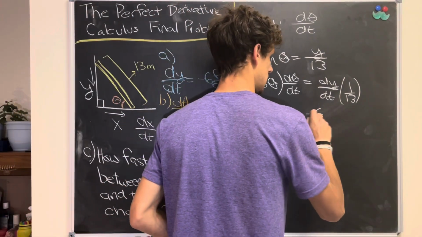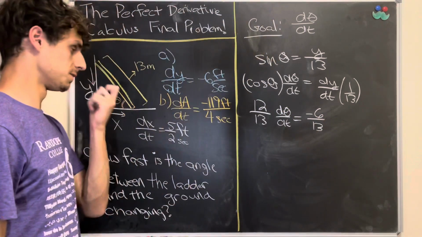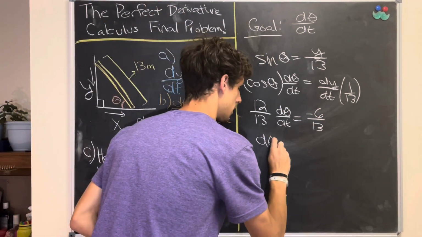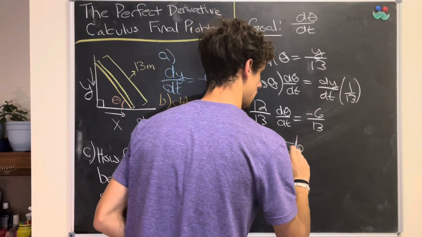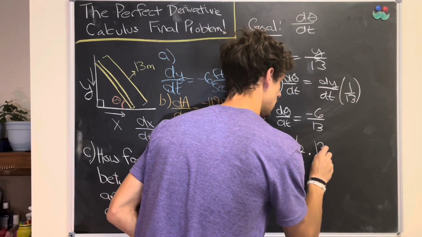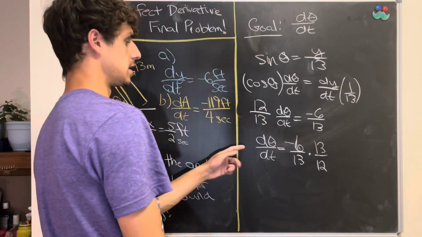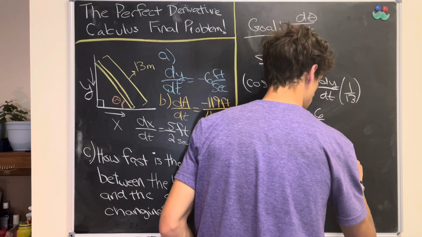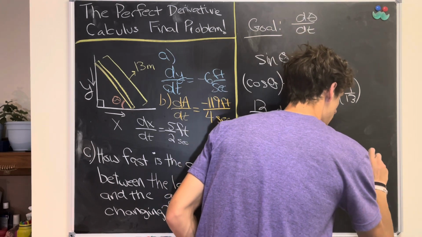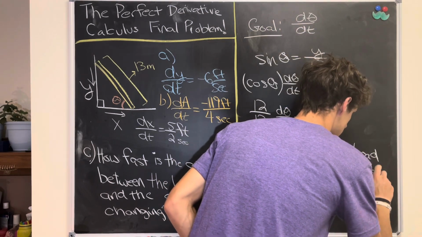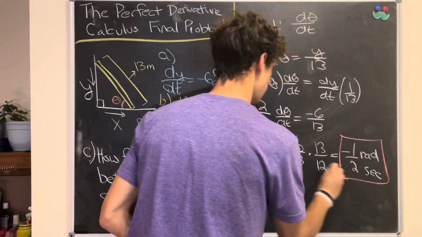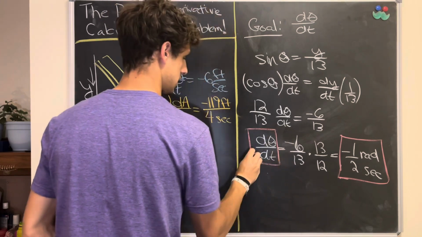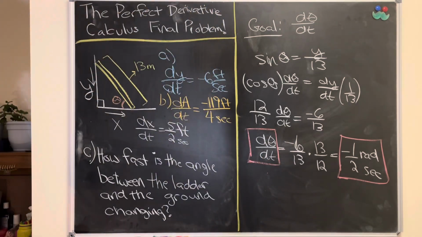So we have -6 over 13 here, which means that d theta dt is equal to -6/13 times 13 over 12. But that means that d theta dt is equal to -1 over 2, and this is radians per second. So this right here is our final answer for how fast the angle between the ladder and the ground is changing with regards to time. And that's enough for now.